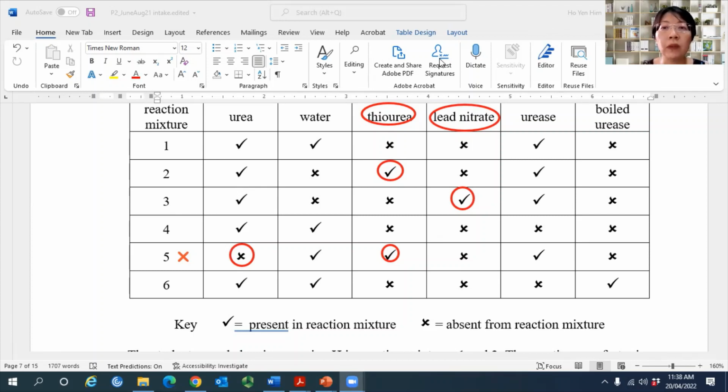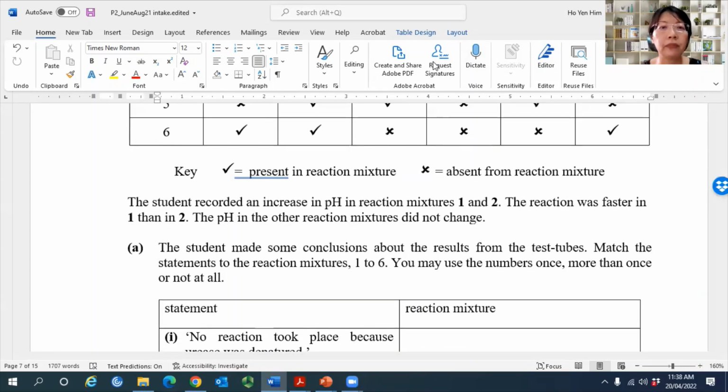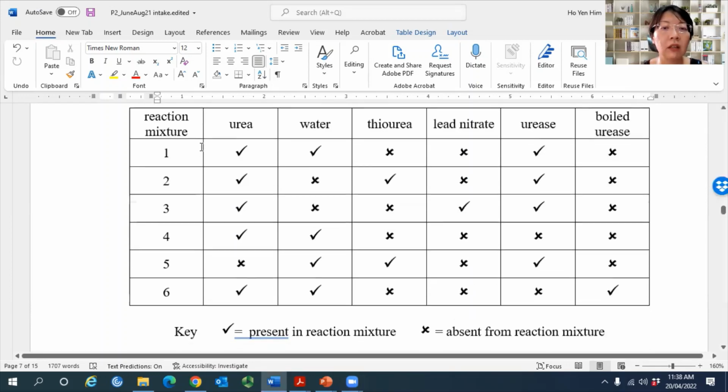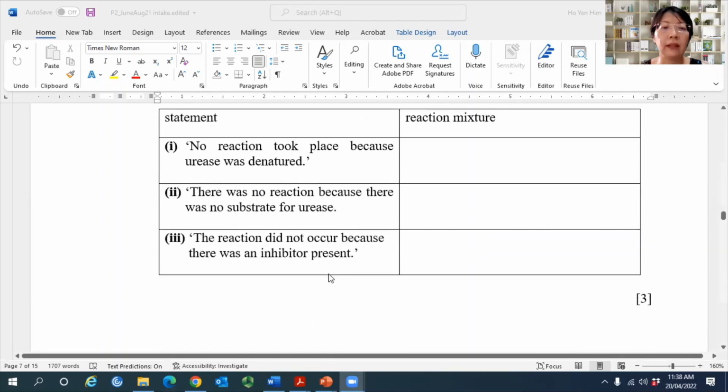Then you have to read the passage. The passage mentioned earlier that there is a reaction for reaction mixtures 1 and 2. See, the student recorded an increase in pH in reaction mixtures 1 and 2. The moment there's an increase in pH, that means ammonia is formed, right? That means 1 and 2 had a reaction. So if 1 and 2 had a reaction, that means this one had a reaction even though it has thiourea. That means the only possibility is number 3 had no reaction, because number 2 had a reaction. So the answer is 3. Okay? So the answer for part 3 is 3.